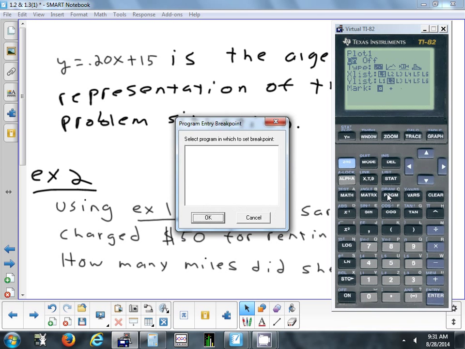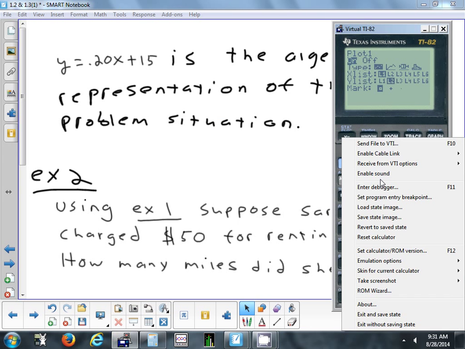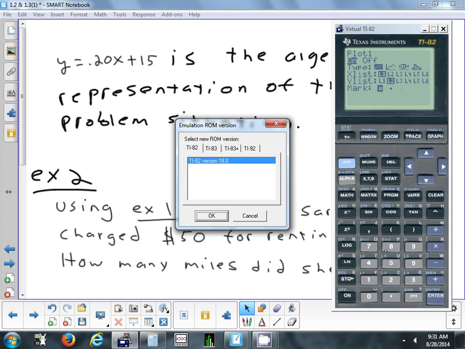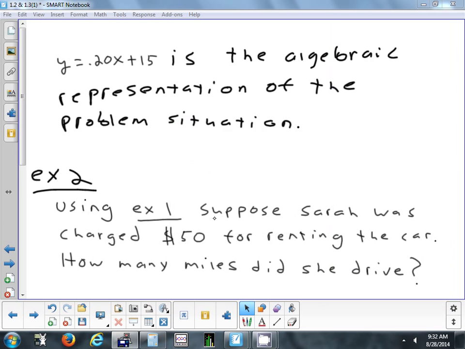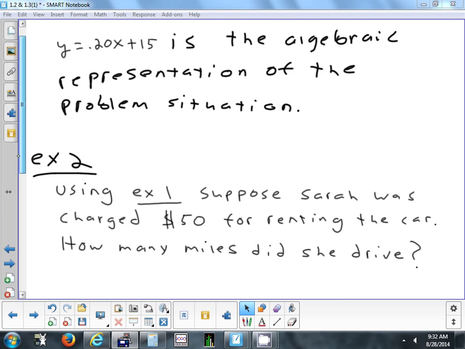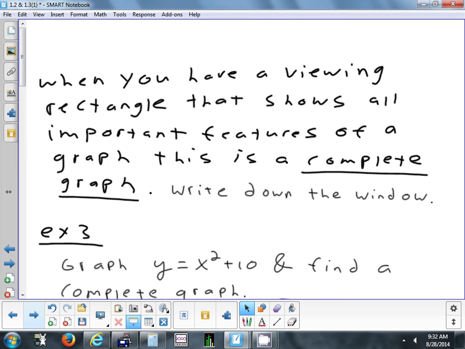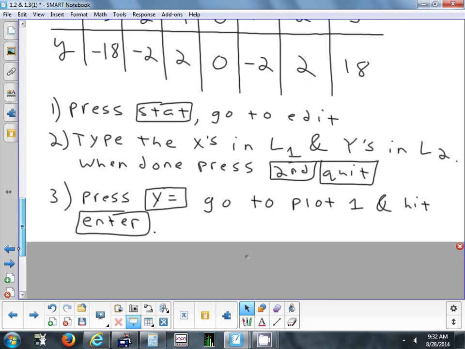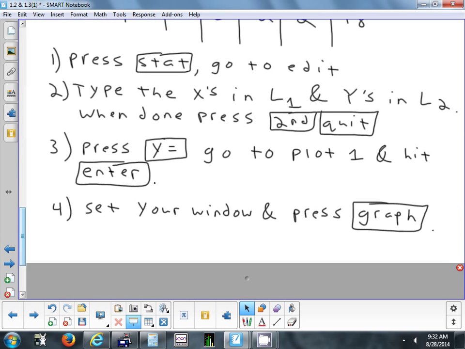Okay, I'm going to go back to my 83 plus. Now the last thing we just have to do is set our window and graph it.